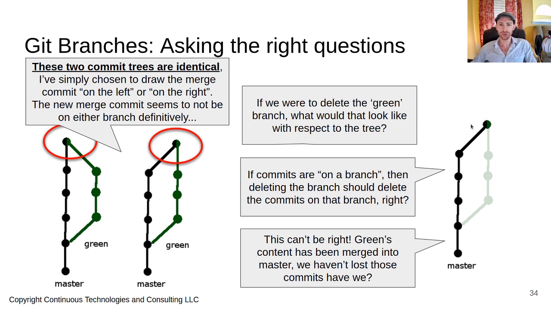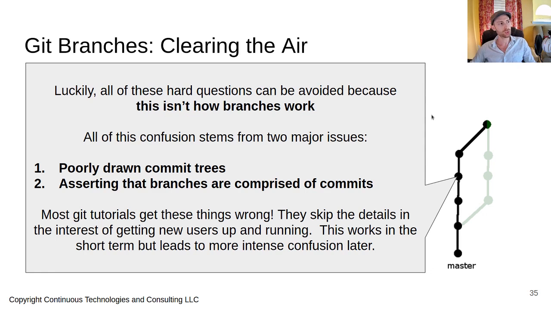And so as soon as you start asking these questions, all of this breaks down and you start to realize this can't be right. You know, green's content was merged into master. We couldn't have lost those commits. Every commit is retrievable for all time, right? We've already established that. When you start asking these questions and you have a fundamental understanding of the commit tree and parental relationships, all of these hard questions basically disappear because this is not at all how branches work.